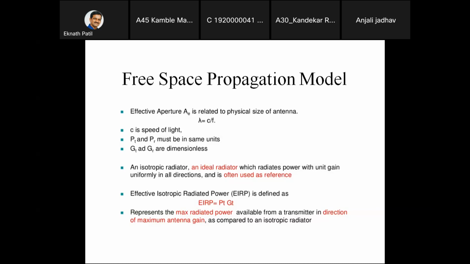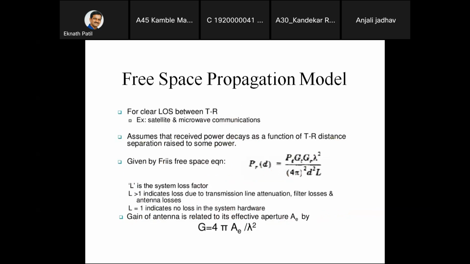PR divided by PT is equal to AET into AER divided by lambda square into R square. R square is the distance between the transmitter and receiver, denoted here by D. The second thing to keep in mind is that AET and AER are also represented in terms of the gain of the antenna, with the help of the equation gain is equal to 4 pi into effective aperture divided by lambda square. So one can replace effective aperture with AET equal to GT lambda square divided by 4 pi, and AER equal to GR lambda square divided by 4 pi. If we put that in the equation, we get this equation.